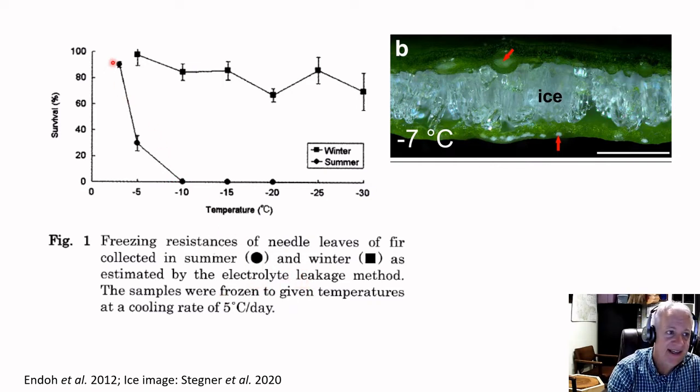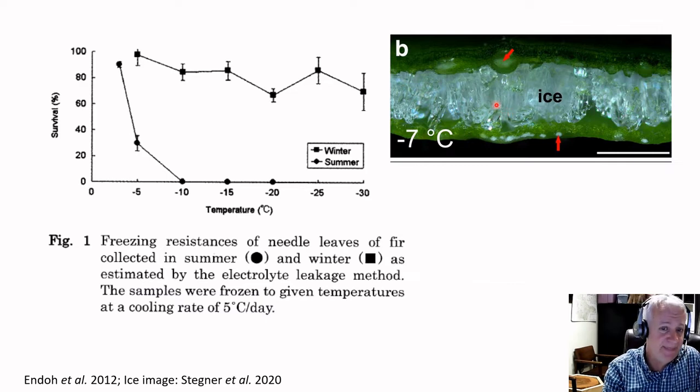So what they're seeing is that in these needles that haven't acclimated to cold, they haven't been frost hardened, ice crystals form inside the cells and disrupt the cells. And that causes damage to the photosynthetic machinery. Whereas leaves that have acclimated and frost hardened are not as damaged, so they don't get formation of ice inside the cells. So this is a nice micrograph showing ice formation in intercellular spaces of a leaf.